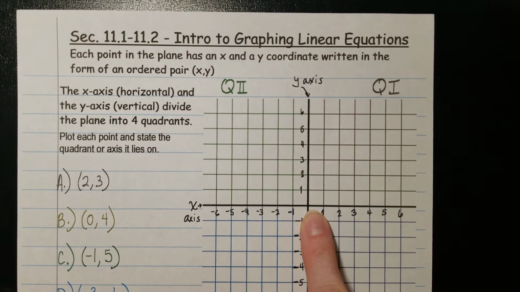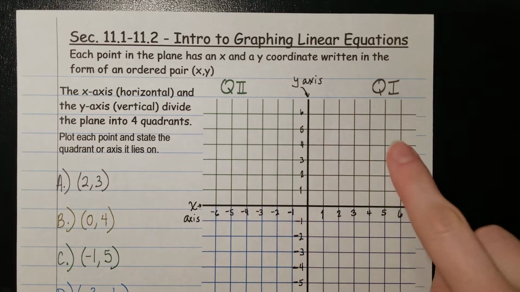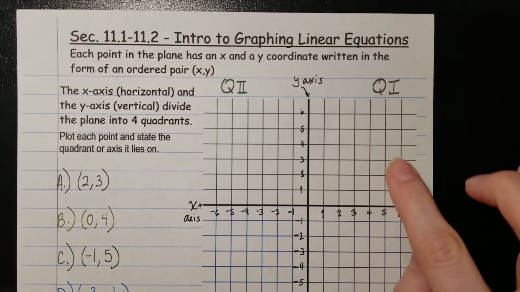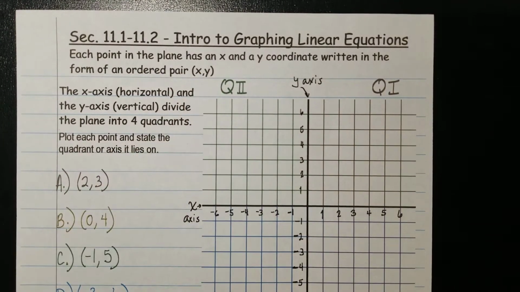So those two axes split the plane up into 4 quadrants. So we have Q1, quadrant 1, and then it goes counterclockwise: quadrant 1, quadrant 2, quadrant 3, quadrant 4. All right. So every point in the plane has an x coordinate value and a y coordinate value, and it's written in the form of an ordered pair like so.